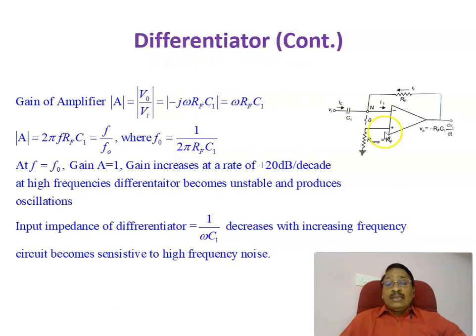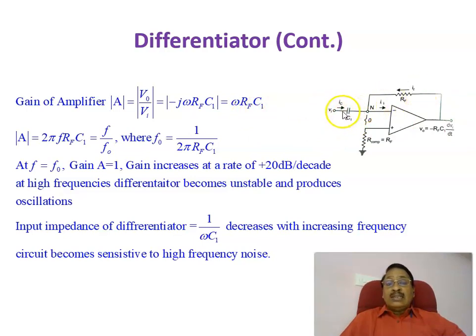Continuing with the differentiator, this is the differentiator circuit as I already explained, with Rf, C1 and Rcomp. The gain of the amplifier is given by output voltage divided by input voltage. If you take it in the S domain and convert s equal to j omega, then the output voltage divided by input voltage, magnitude of A, is equal to minus j omega Rf into C1. Or you can say the gain is equal to omega Rf into C1, the magnitude of the gain.